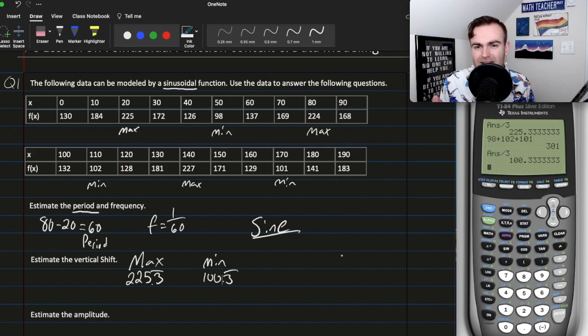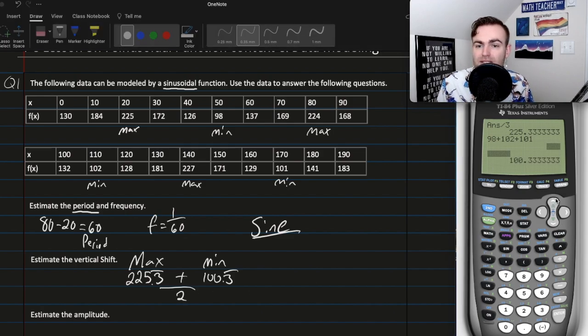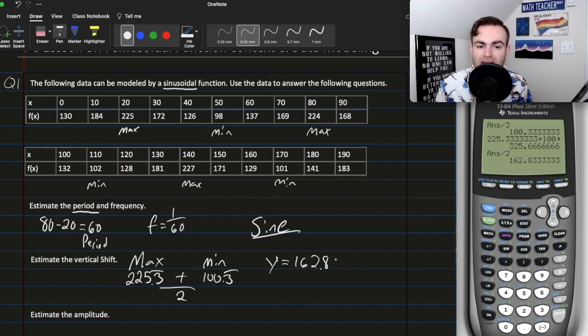Now, the reason I used those numbers is simply because it's not perfect data. We don't live in a perfect world. Trying to find the average of these is going to help us get a model that is going to work more often. So for vertical shift, we're going to add these two things together and then divide by 2. On this calculator, I can go up, enter, plus, up, enter, divide that by 2. And I get a midline, a vertical shift of y equals 162.83 repeating. Amplitude is the opposite.